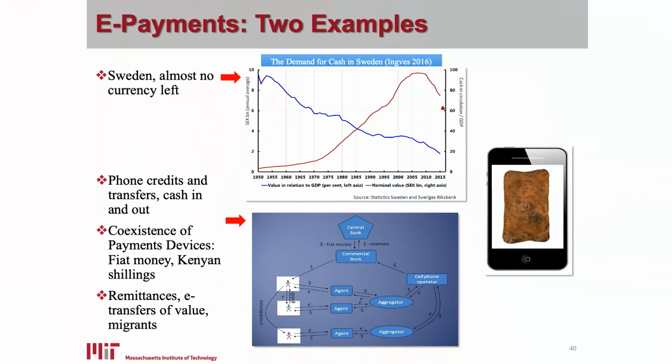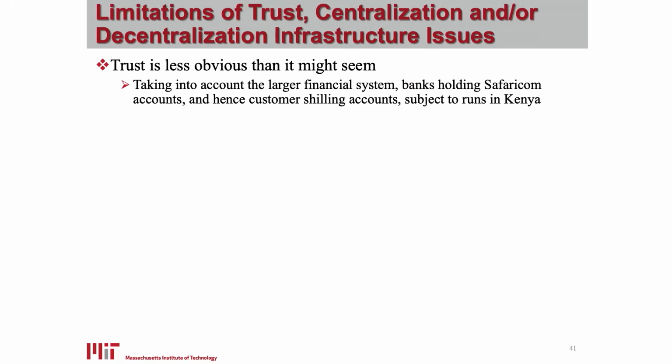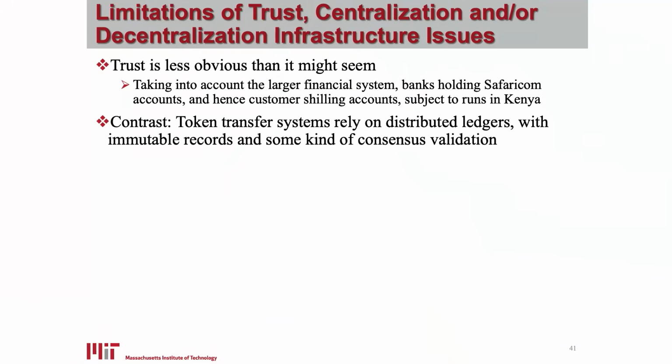But when you start to think about it, it's kind of risky. Where is the ultimate cash? It's in a Safaricom account at a commercial bank. And Kenyan banks do fail. So there's that risk. But it's not on a distributed ledger, so the record of your account resides with Safaricom and what you have shown on your cell phone.